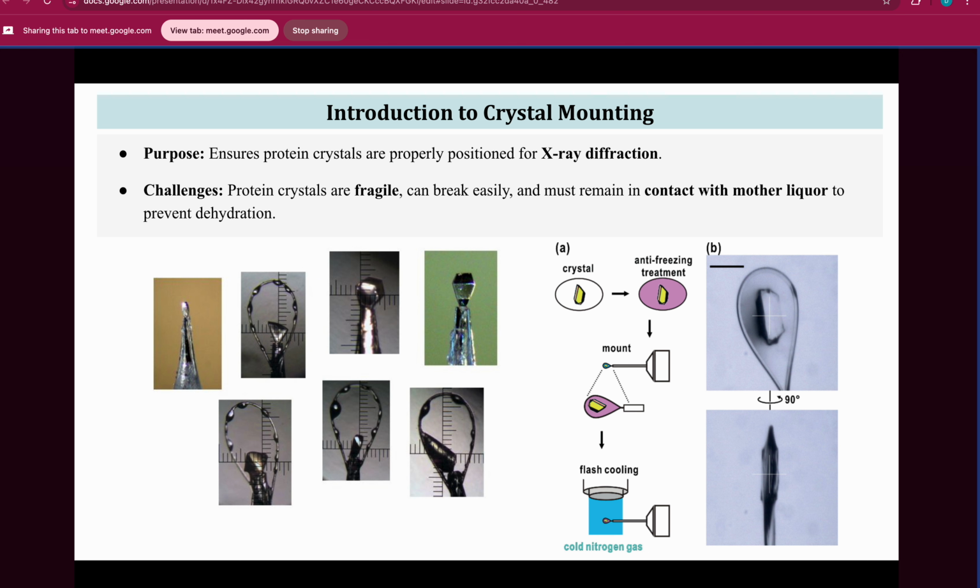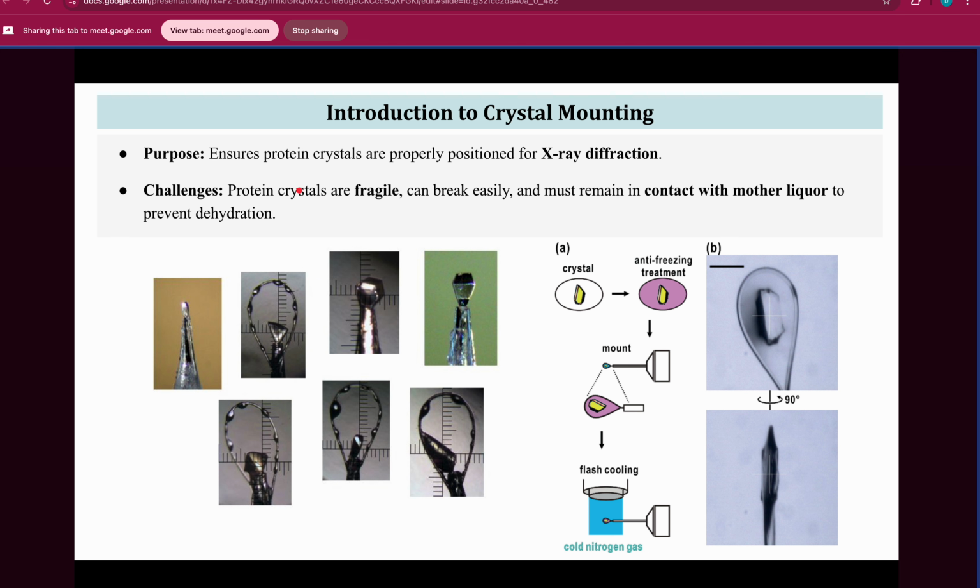So now when the crystals are properly formed, the next step is to mount them so that we can pass the X-ray through them. So crystal mounting is also a very important step. It ensures that protein crystals are properly positioned for X-ray diffraction. If they are not positioned properly, it will interfere with the X-ray diffraction pattern.